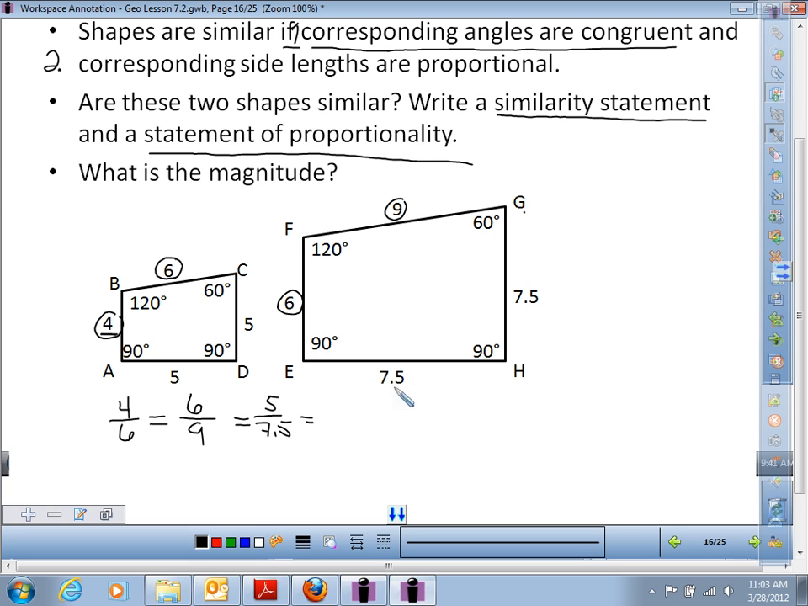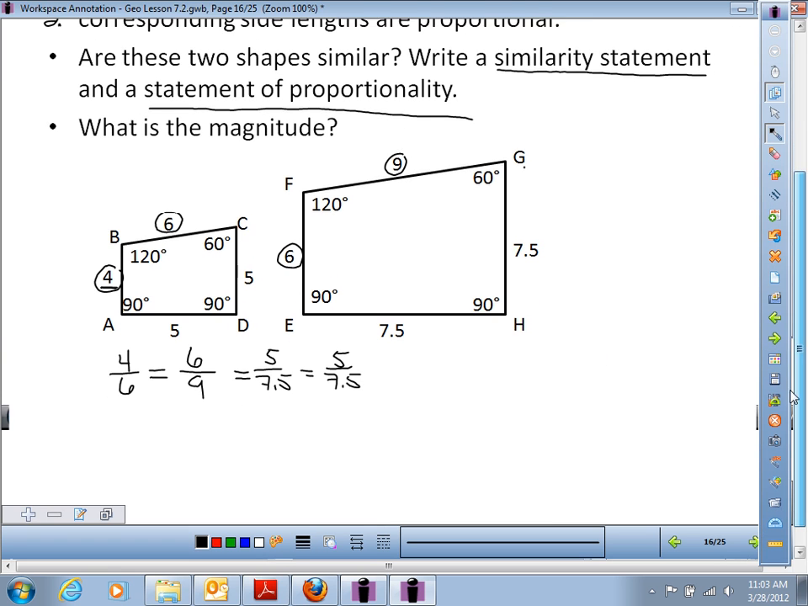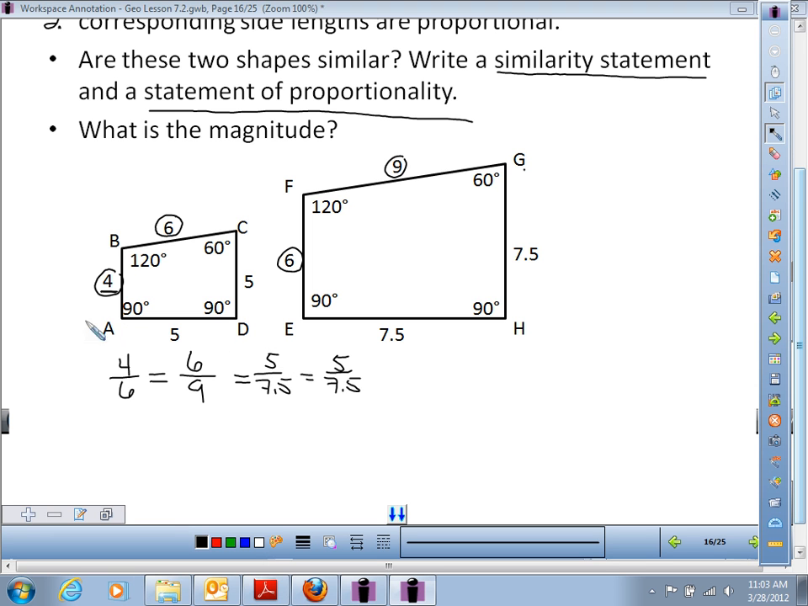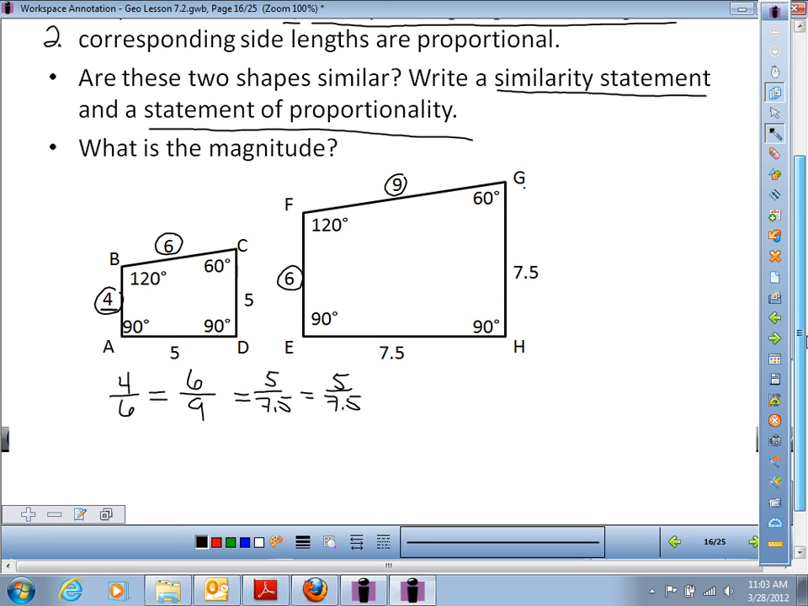And then we also have 5 again and 7.5. Now I hope you can tell right here that these last two fractions are equal. Well, 5 over 7.5 is going to equal 5 over 7.5, duh. But what we need to look at is, are these equal to the other two? Well, let's go ahead and simplify these guys.